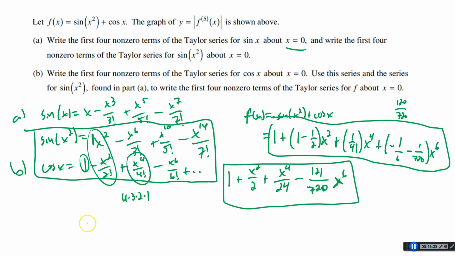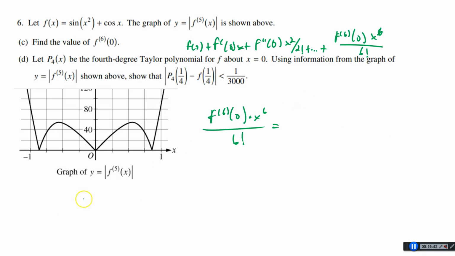I have 121 over 720, and it's negative. So this has got to be equal to negative 121 over 720, which is 6 factorial, x to the sixth. Okay, so these two things have to be the same. So if I multiply both sides by 6 factorial, those cancel.